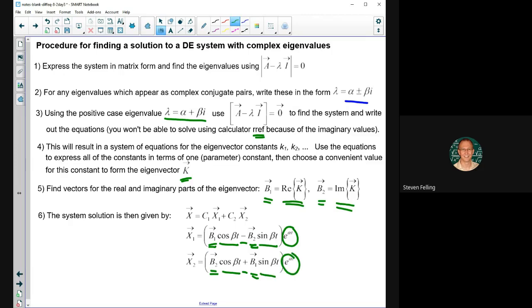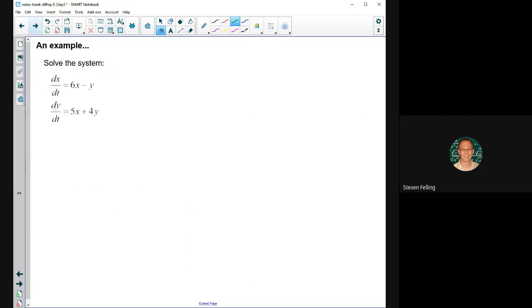Again, you're just going to have to see how this looks when we do an example. So I'll do an example, actually twice. We'll do it twice to show you what this looks like.